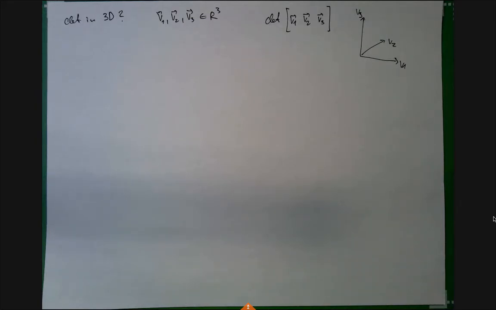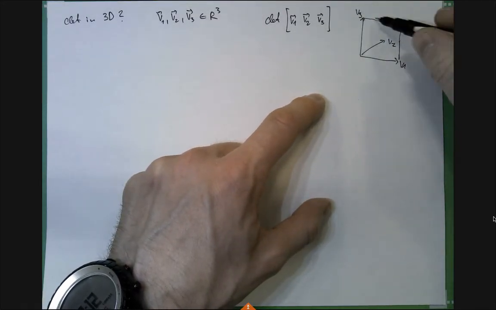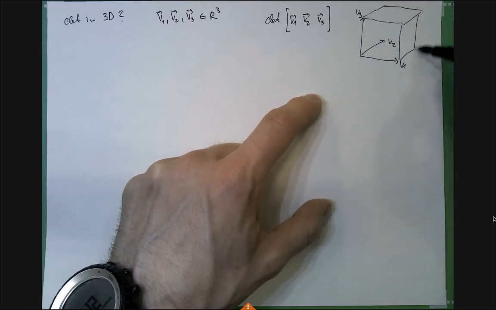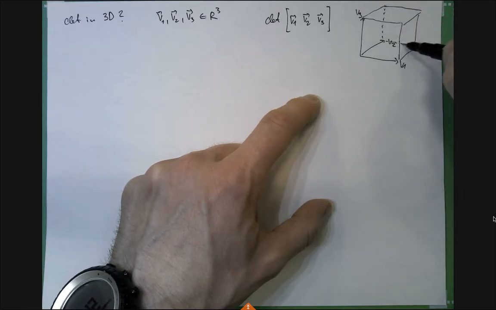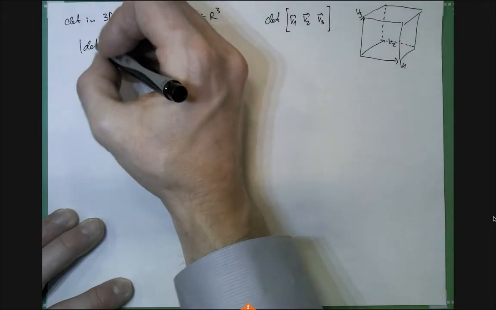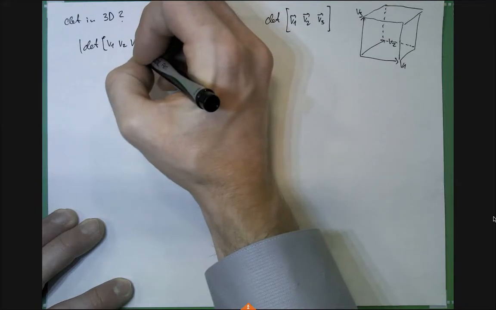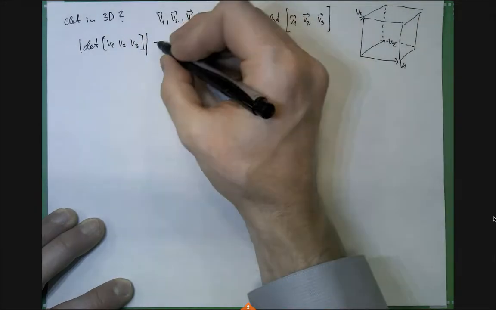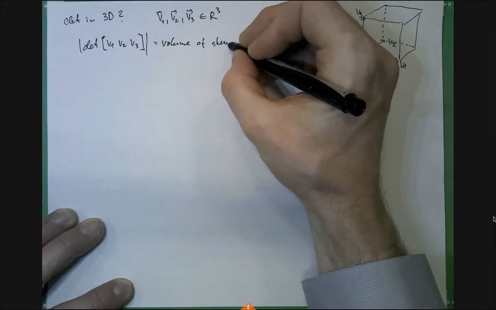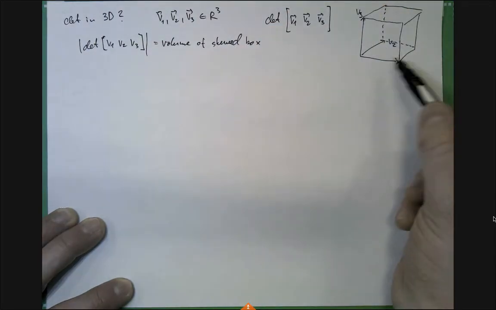Nevertheless, it's true. You can again do the parallelogram, or whatever it's called in 3D, right? If we extend this to essentially a skewed cube. In this case, it's like a perfect cube because I made them almost orthogonal. So the absolute value of the determinant of this matrix V1, V2, V3 is the volume of the skewed box, the skewed box defined by the three vectors, just like here.